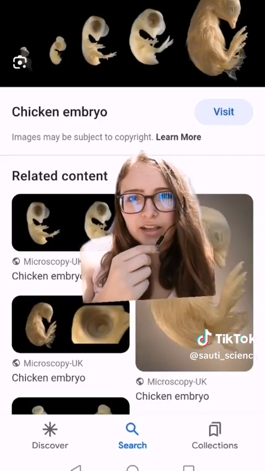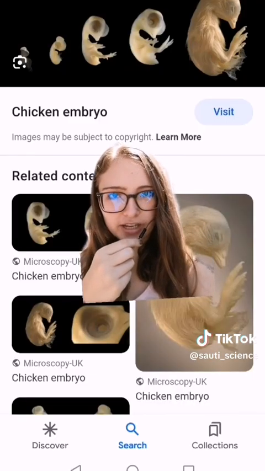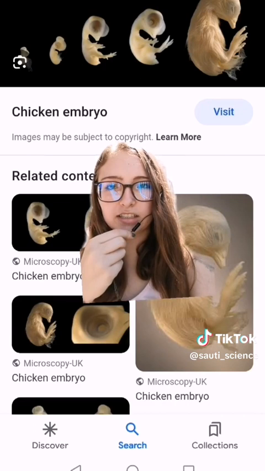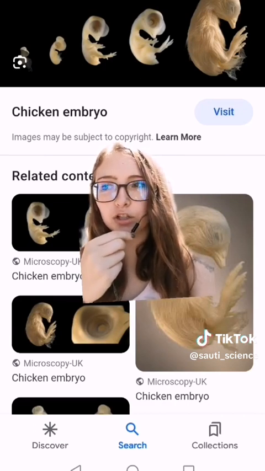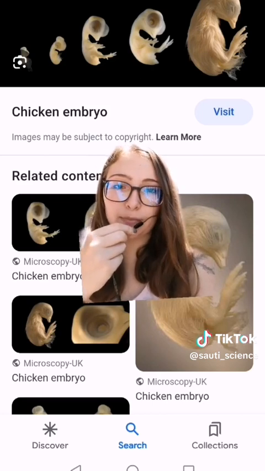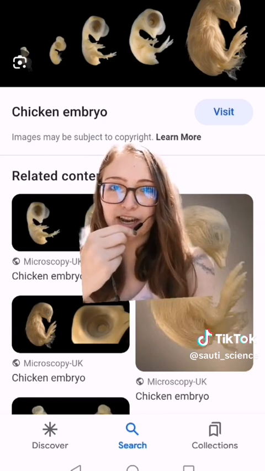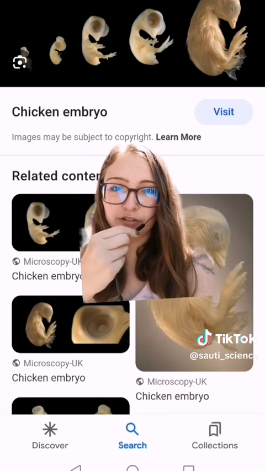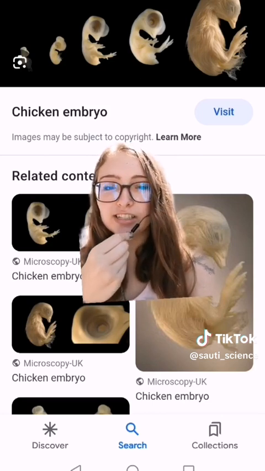Here, if we go now to an image of a chicken development, again, the first two look very similar to the human and the pig, and then in the third one, after it skipped a couple steps, this is not a complete diagram of chicken embryo development, it does look very similar to the human and the pig.